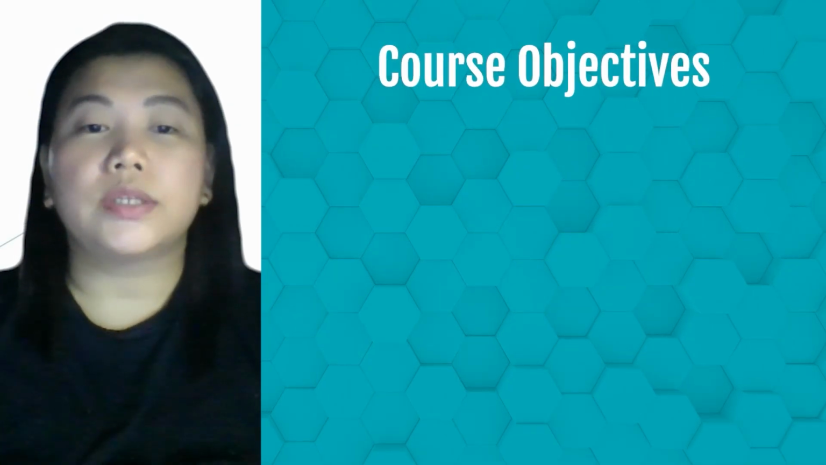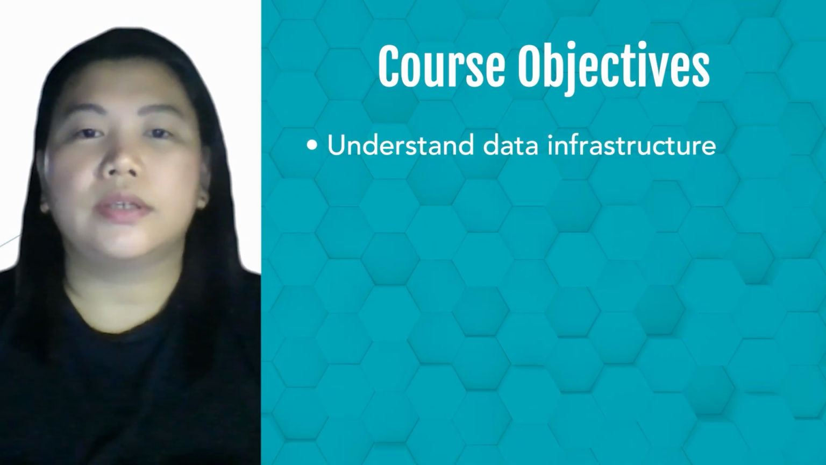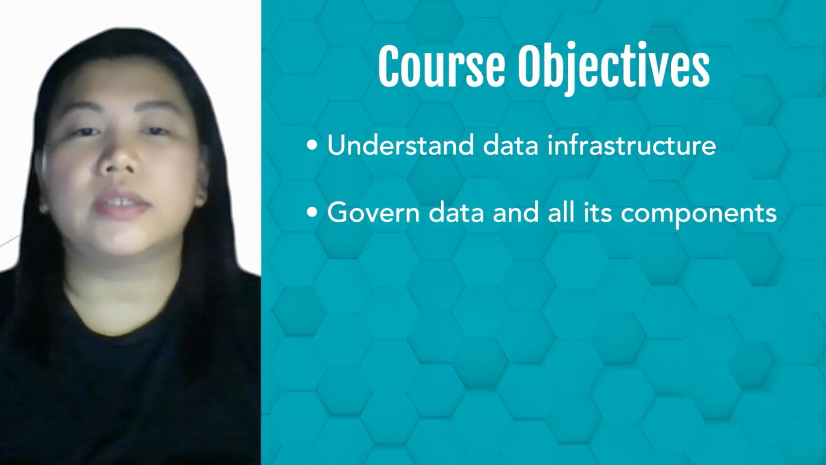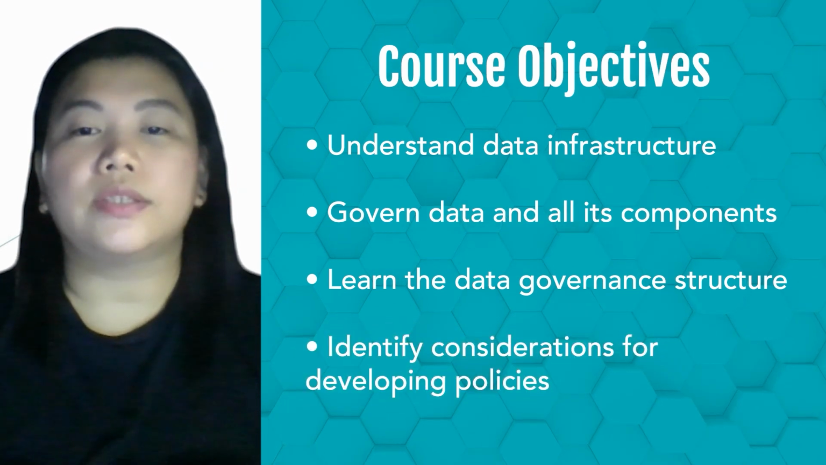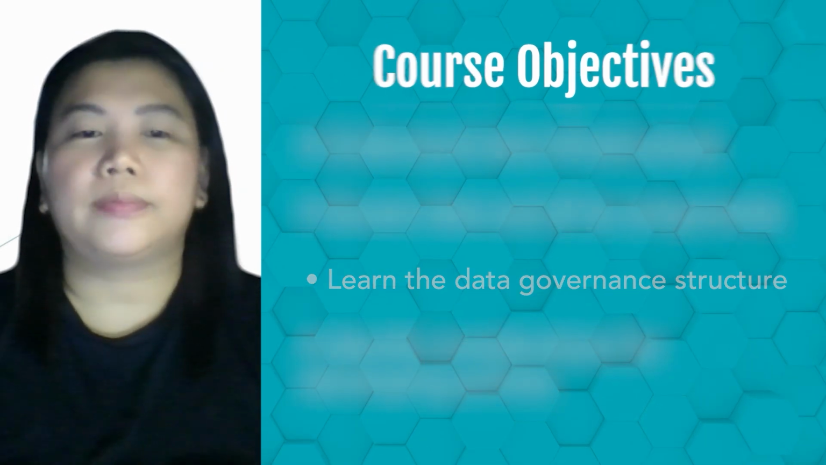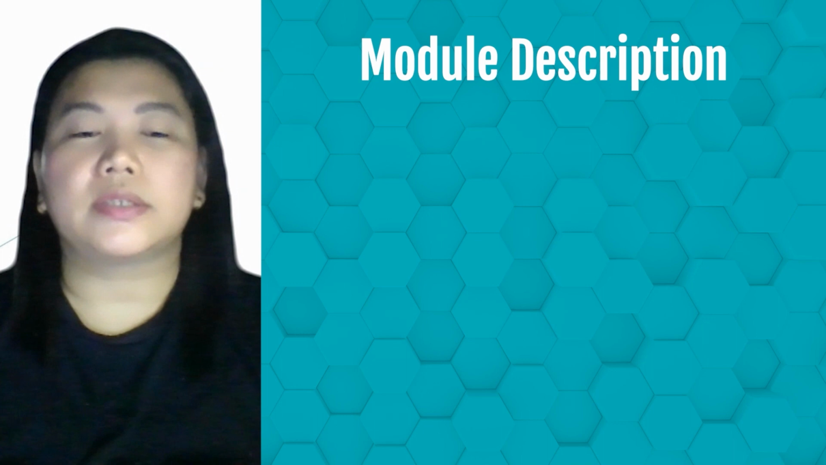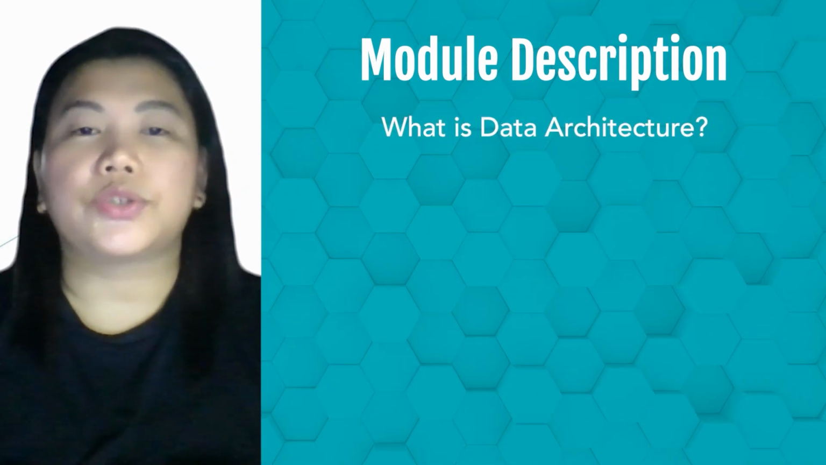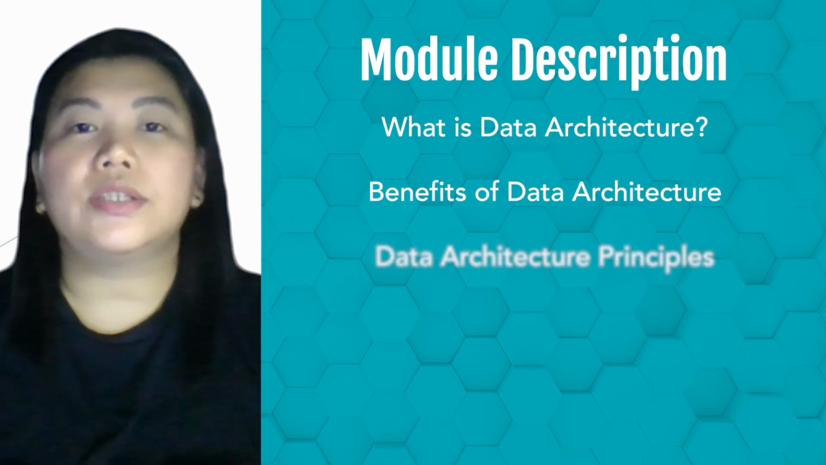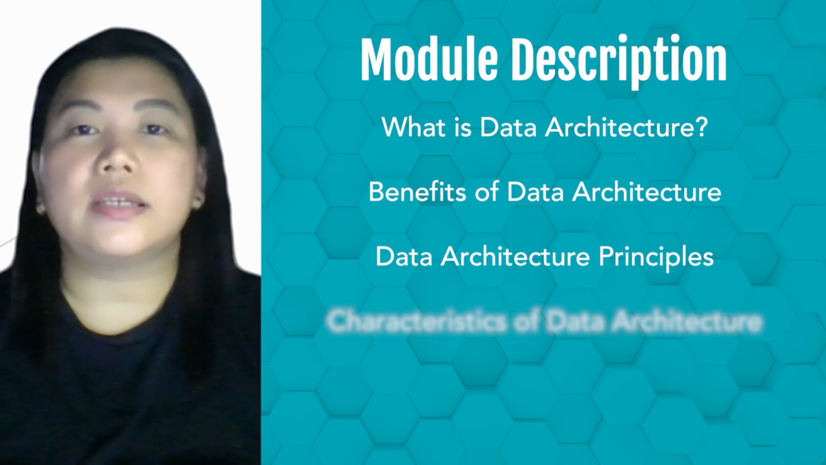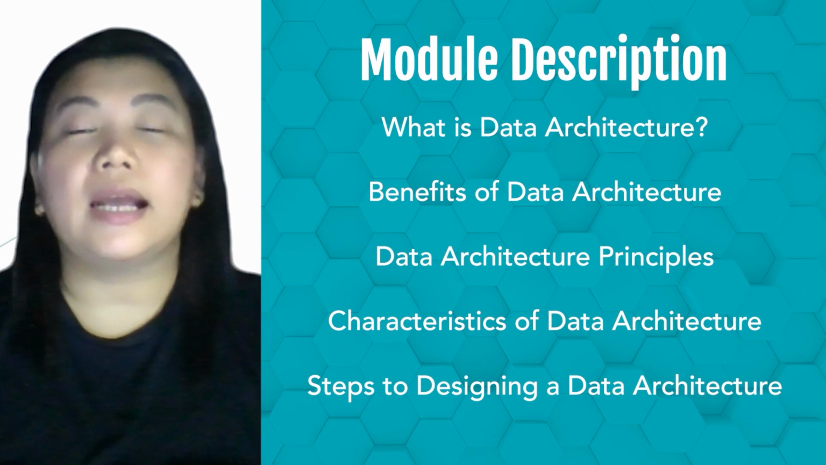At the end of the course, the participants will be able to understand data infrastructure, govern data and all its components, learn the data governance structure, and identify considerations for developing policies. For the third module, we will be talking about 5 topics. What is data architecture? Benefits of data architecture, principles, characteristics of data architecture, and steps to designing a data architecture.